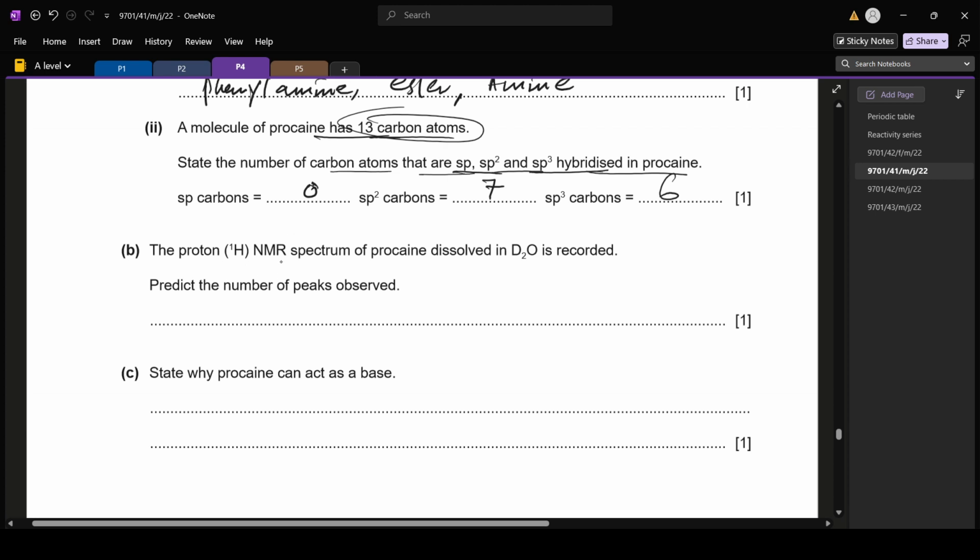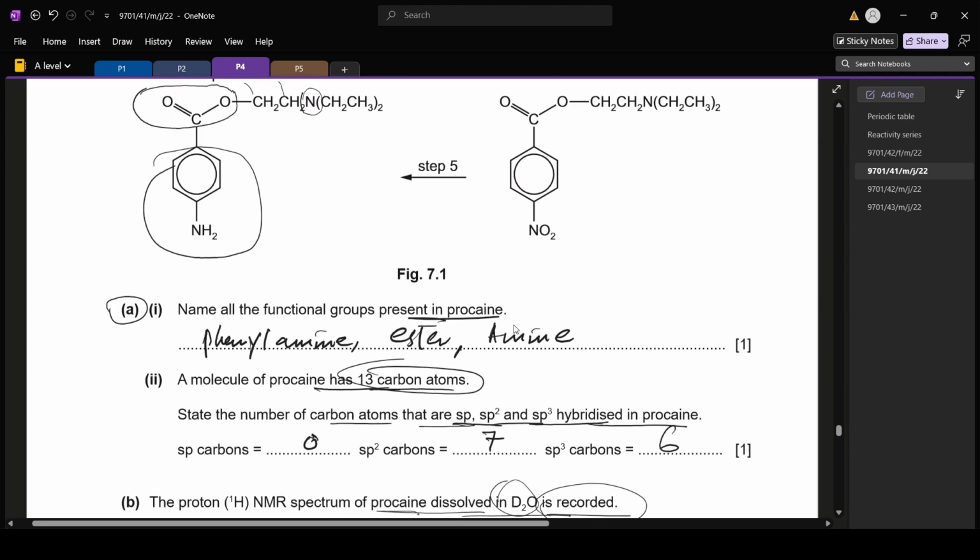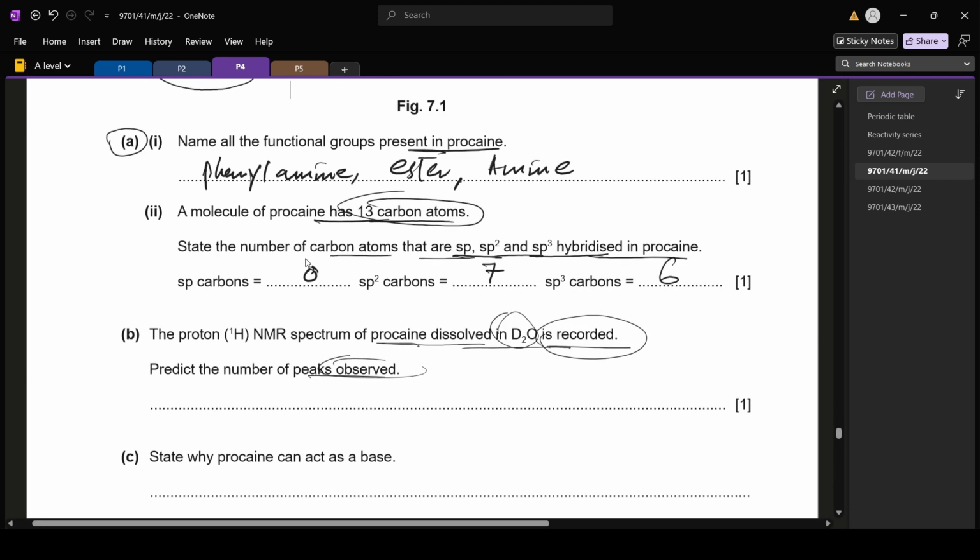Moving towards next part. The proton NMR spectrum of procaine dissolved in D2O, this is heavy water, is recorded. Predict the number of peaks observed. This heavy water D2O removes the peak of an amine NH and OH. So there is no OH, but there is an NH group, so this will not be counted.